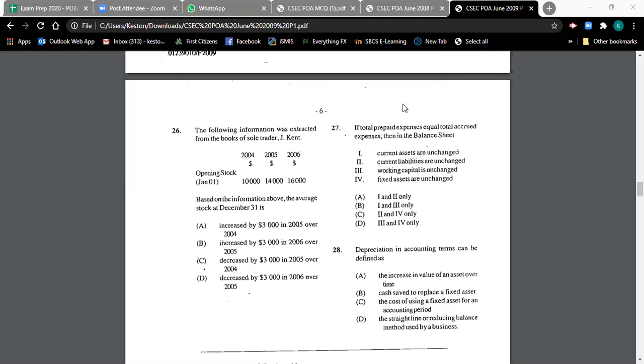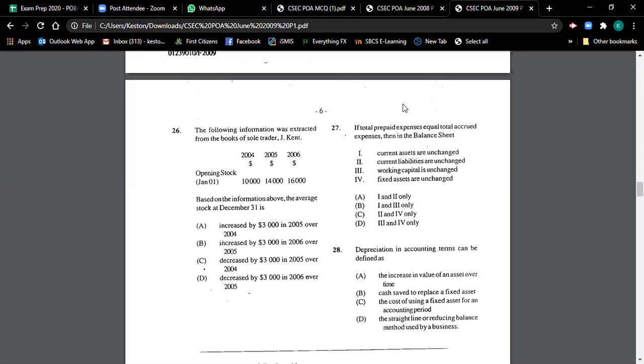27. If total prepaid expenses equal total accrued expenses, then in the balance sheet, what happens? Prepaid and accrued. Those would go in my current assets and current liabilities.